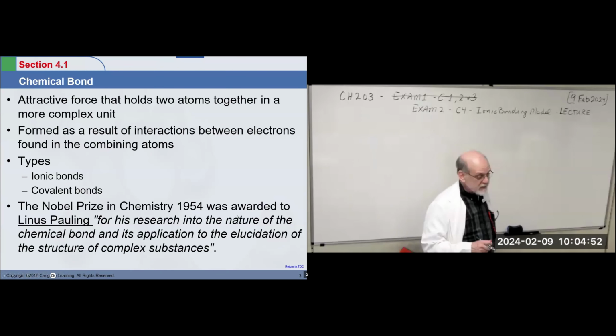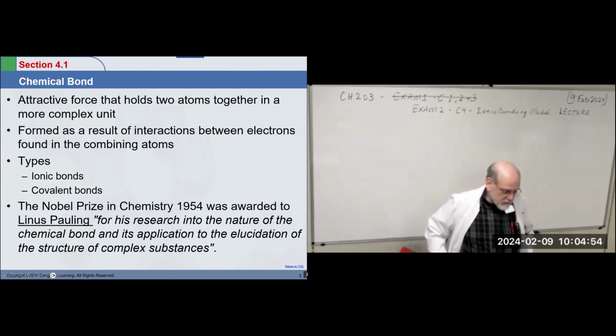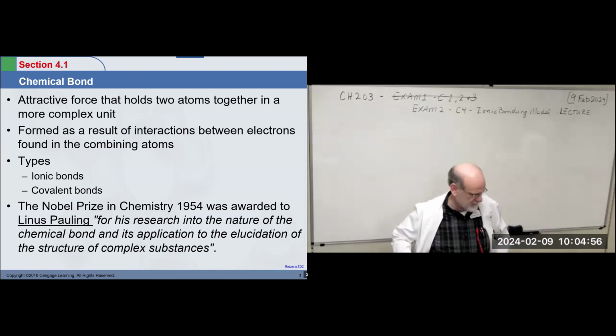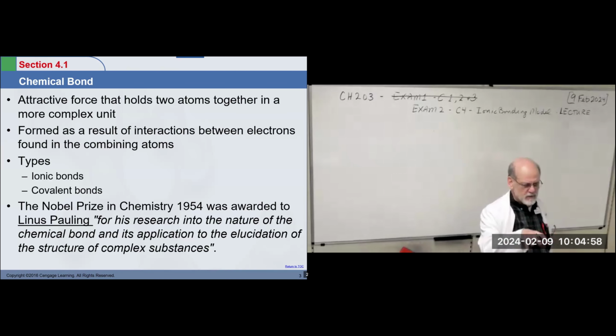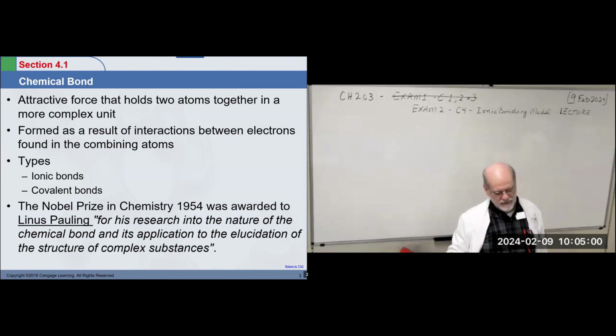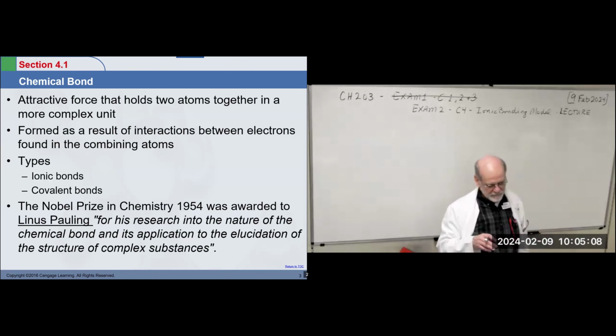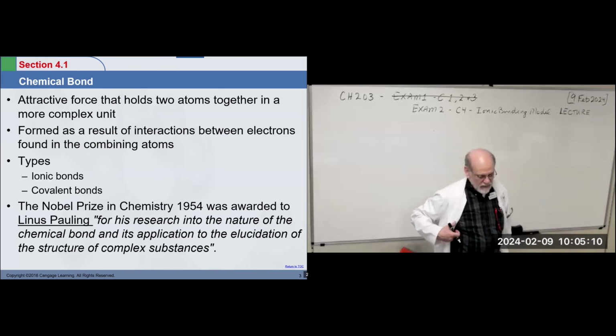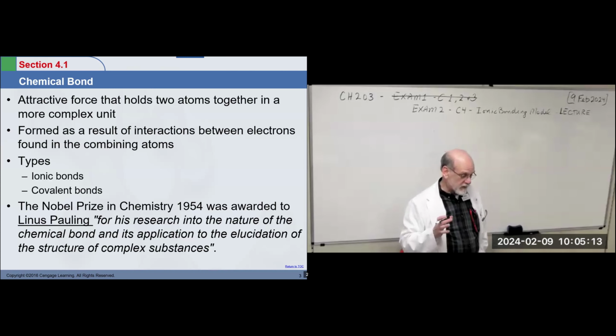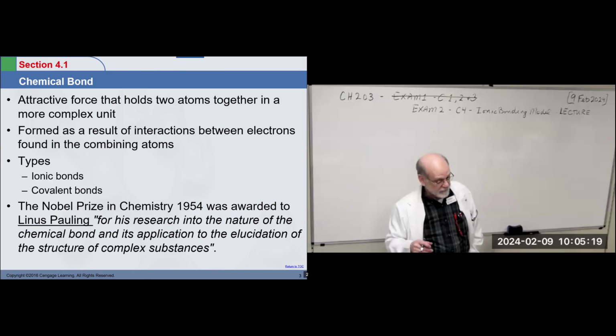Okay, first of all, what is a chemical bond? Most people, by the time they get to where you are now, have kind of an idea that if two or more atoms are acting together, there's something holding them together. And in its simplest form, the chemical bond is the attractive force that holds those two atoms together into a more complex unit.